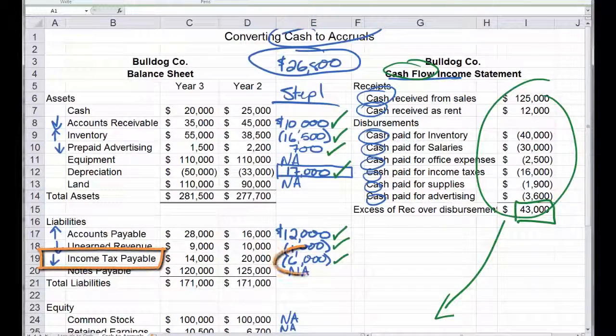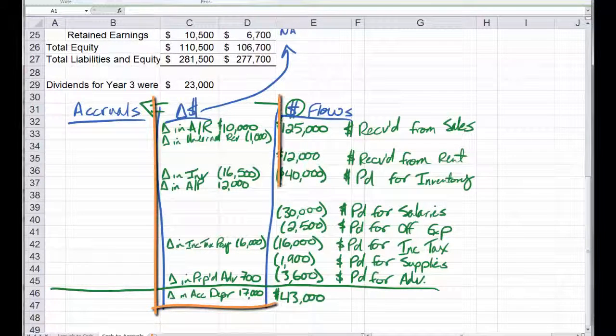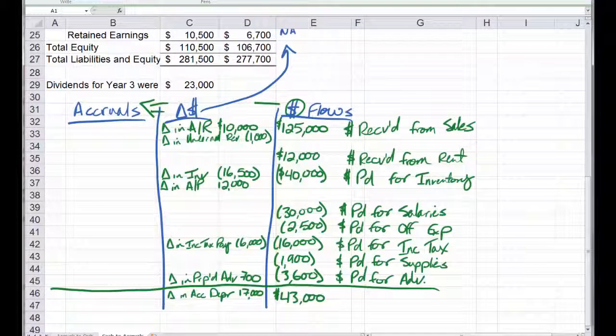We'll go ahead and check that off. $6,000 matches up with cash paid for taxes. So change in income tax payable, and that was a negative 6,000. So now we have our adjustments, our changing cash numbers into our worksheet. That's step 4. Now, step 5, we're going to work across.